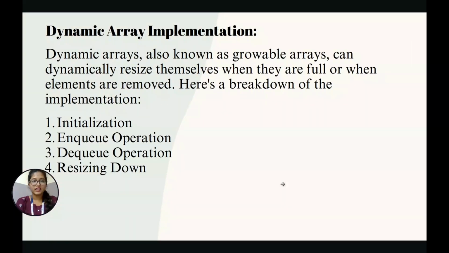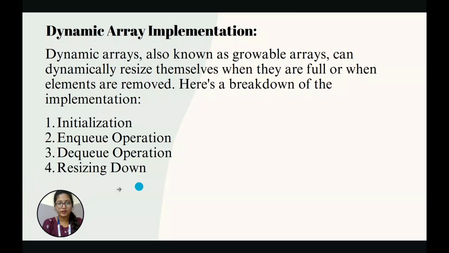Next, moving on to the dynamic array implementation. Dynamic arrays, also known as growable arrays, can dynamically resize themselves when they are full or when elements are removed. Here's the breakdown of the implementation. First one is initialization, second one is enqueue operation, third one is dequeue operation, and fourth one is resizing down.